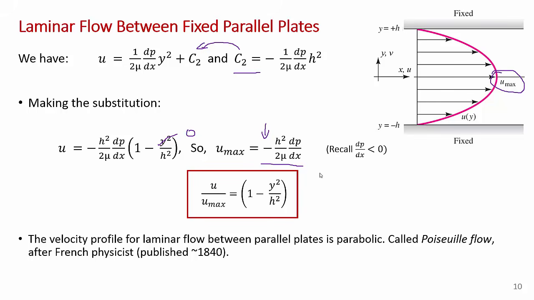And so you can simplify this and just write it as u over u max, and you get this parabolic velocity profile. So the velocity profile for laminar flow between parallel plates is parabolic, and is called Poiseuille flow, after a French physicist, and this result was published around 1840.